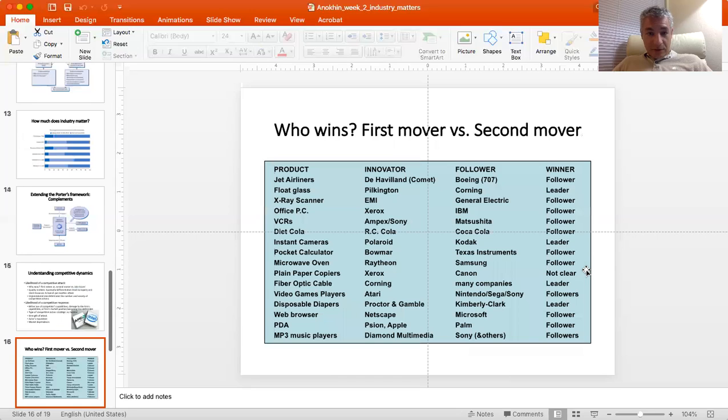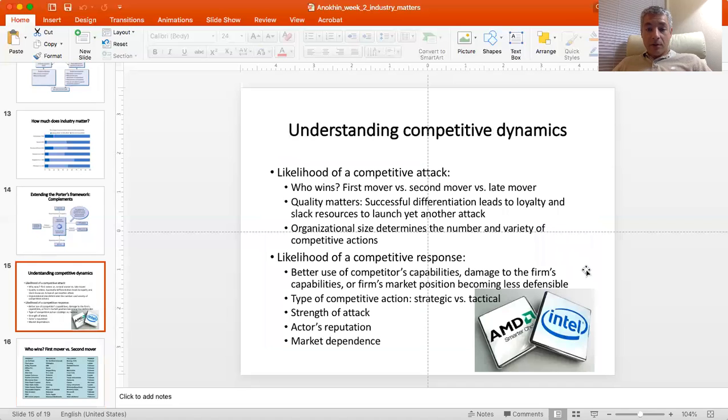So I have this slide here. I hope you can see that well. It's not really important, just to illustrate a bunch of different products, innovators, followers, and who ended up as a winner. You can clearly see that in most cases, it's not the pioneer, it's not the first mover that has the ultimate advantage.